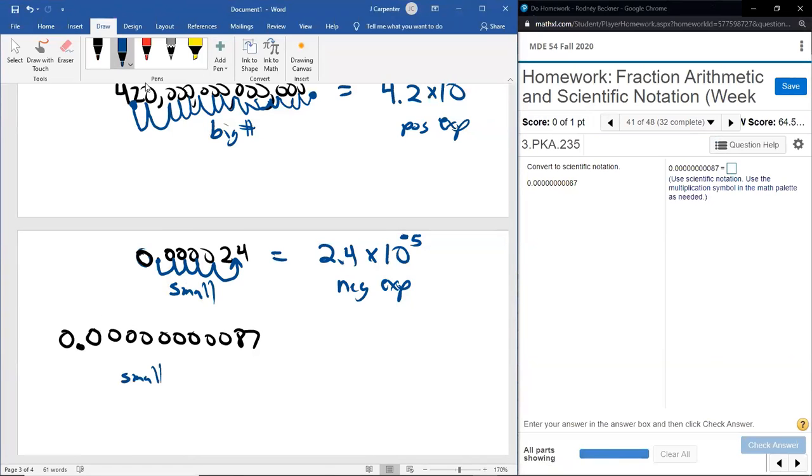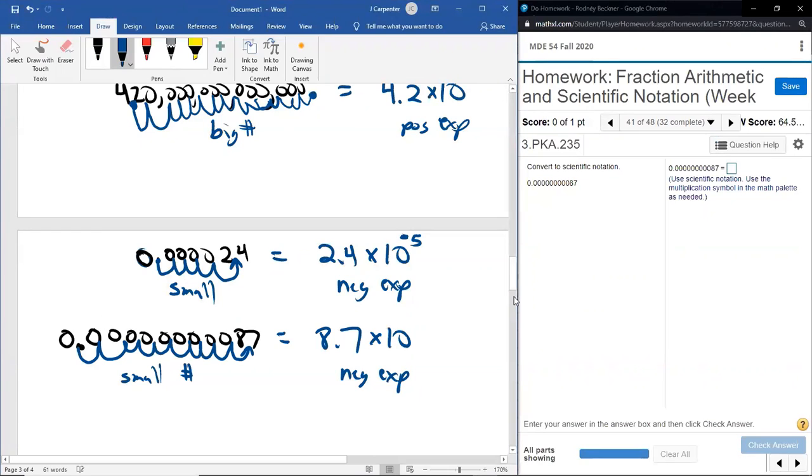So I'm going to do this in a different order. Instead of doing the movement, then saying whether it's positive or negative, I'm going to say, since that's a small number, I expect that I should need a negative exponent in the answer. Well, the goal is to get it between the 8 and the 7, so this decimal's got to go right a whole lot. 1, 2, 3, 4, 5, 6, 7, 8, 9, 10 times. So that should be 8.7, no zeros in front, no zeros after. Times 10. But not a positive 10 for the exponent, small number, so negative exponent. So 8.7 times 10 to the negative 10.